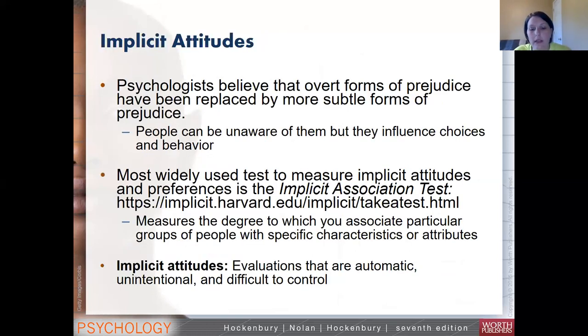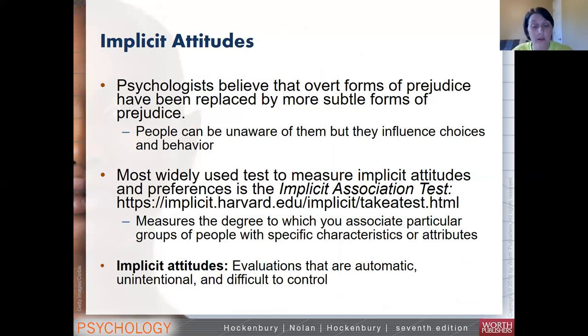Now, when it comes to how you think about things and how you view people, I said before that we have these implicit cognitions, ideas that we can't really put into words, that we don't even know that we have. We can attribute this also to forming attitudes, and we call them implicit attitudes.